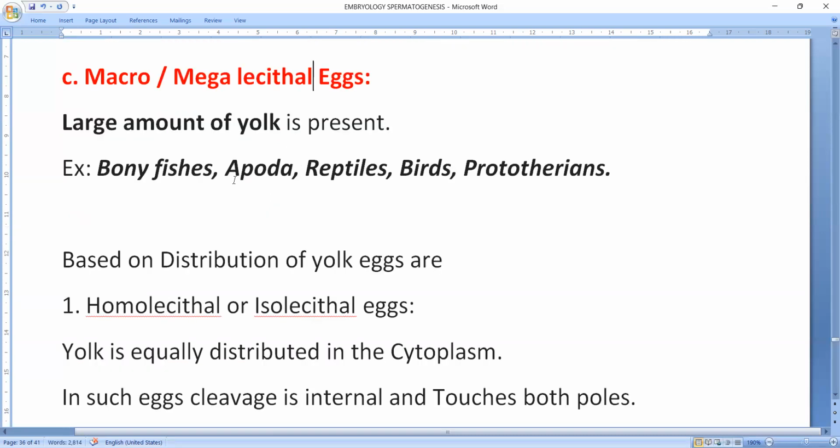So bony fishes, Apoda, the amphibians, a kind of first class of amphibians. So these are very, very famous. Reptiles and birds are common.